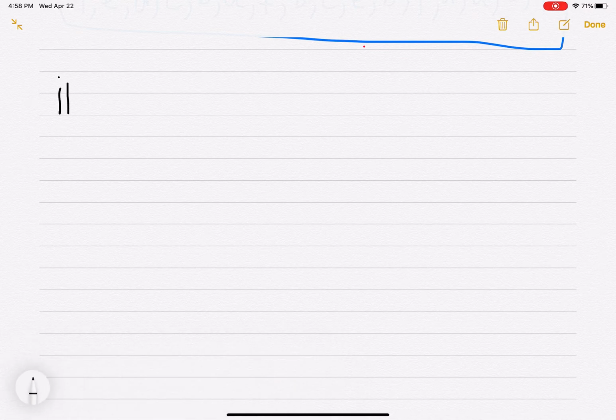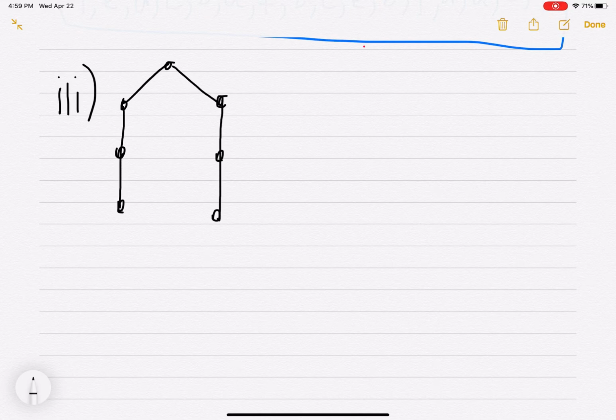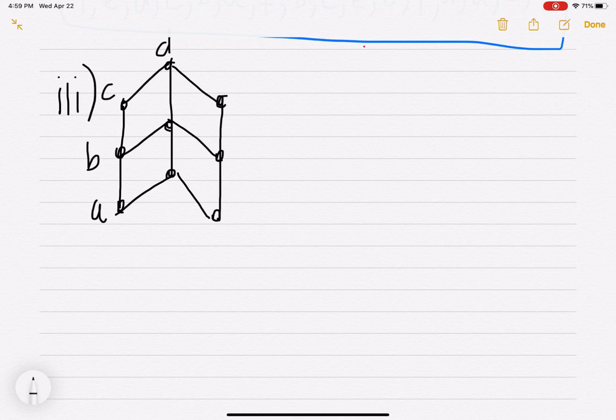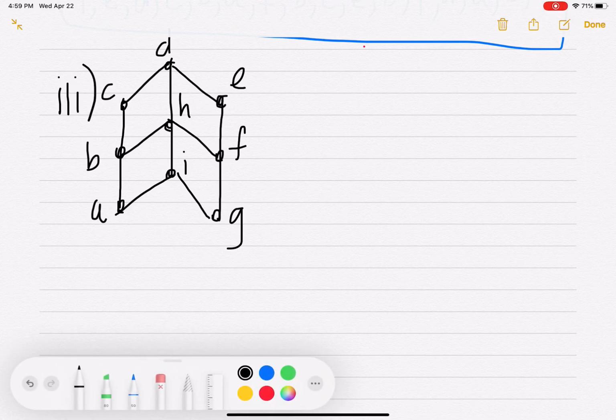All right, let's do one more graph. So here we're going to have A, B, C, D, E, F, G, H, I. So it's definitely connected, but let's start looking at the degrees of the vertices.